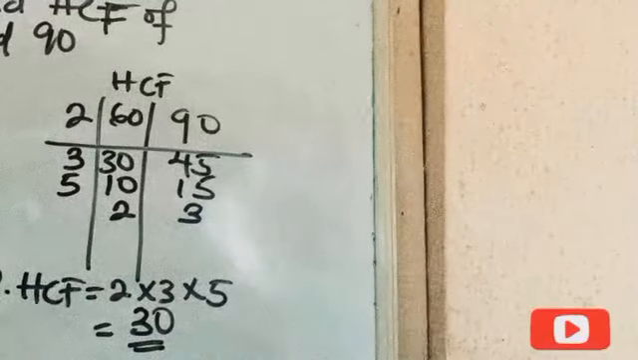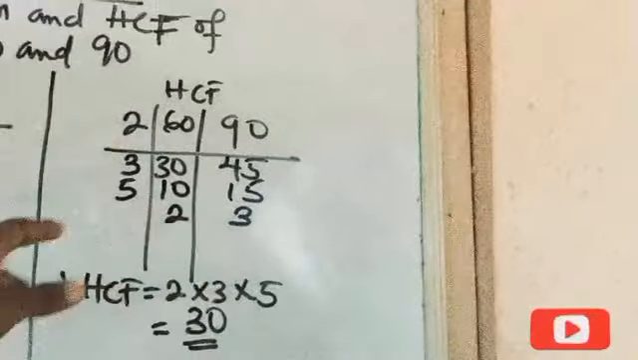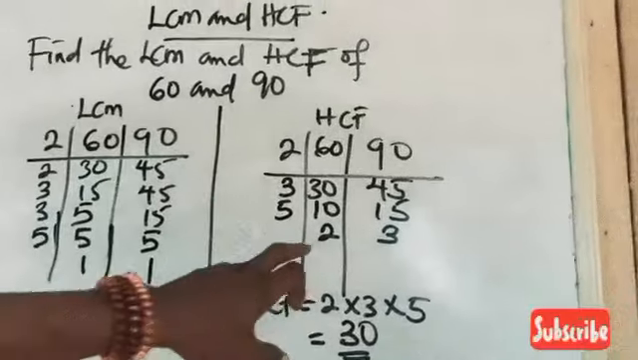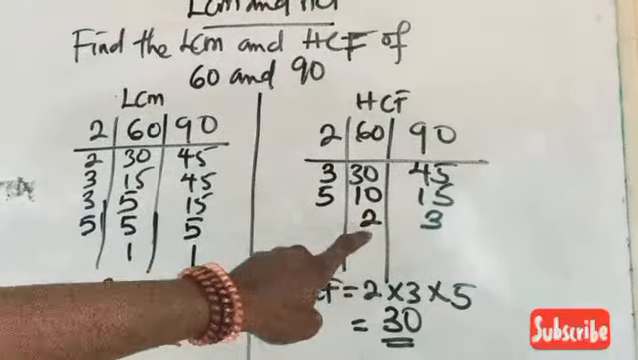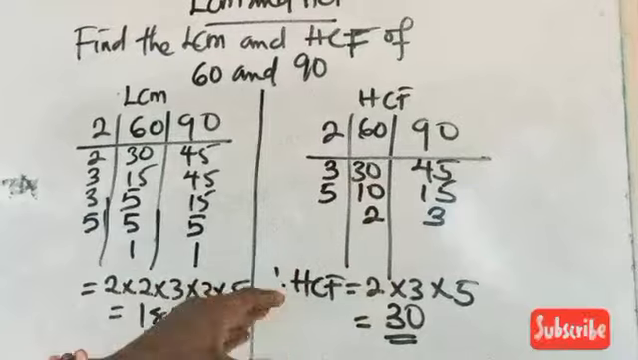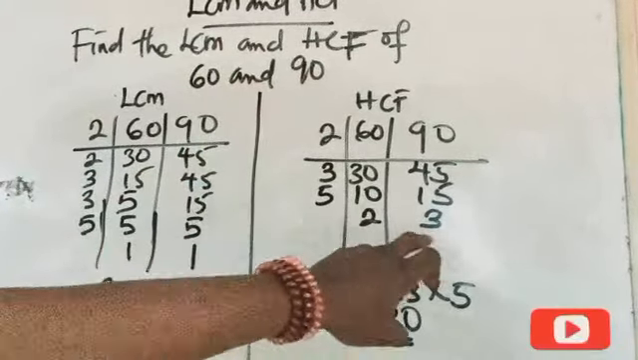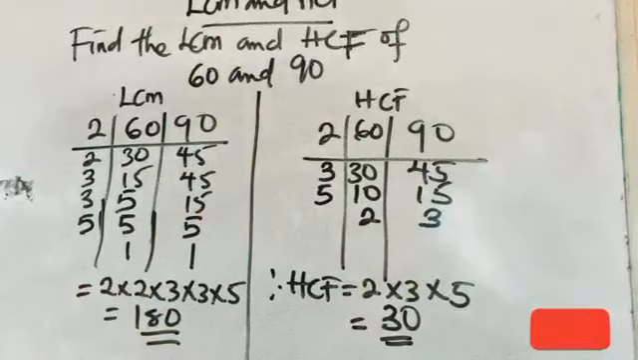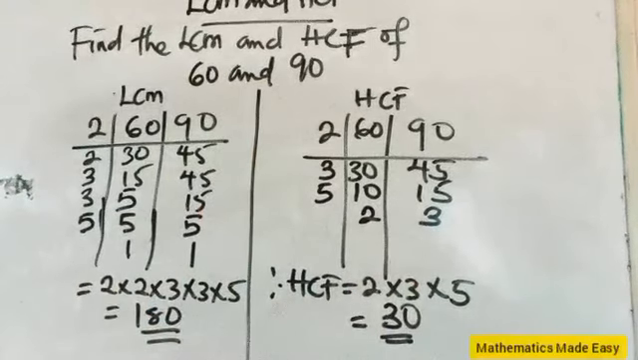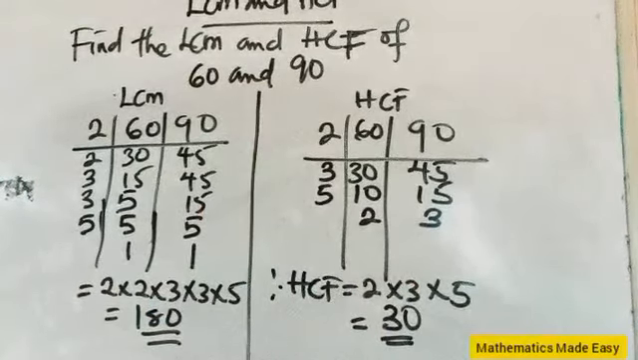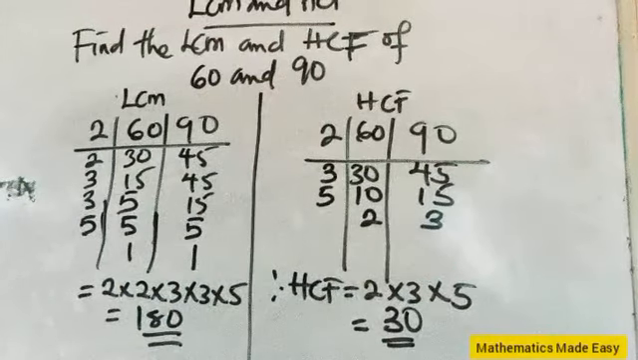You might wonder why we left our answer in this way. I explained in the previous video that when you don't have a number that can divide these two numbers successfully, you just leave your answers like this. But if you have a number that can divide these two successfully, you keep on dividing. And so this brings us to the end of this question, LCM and HCF of 60 and 90.